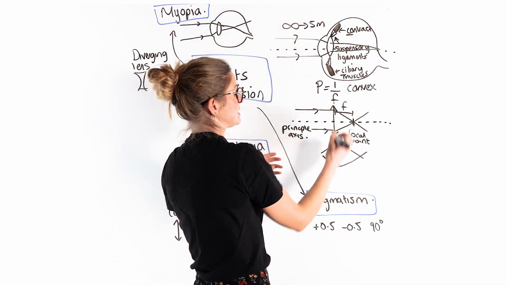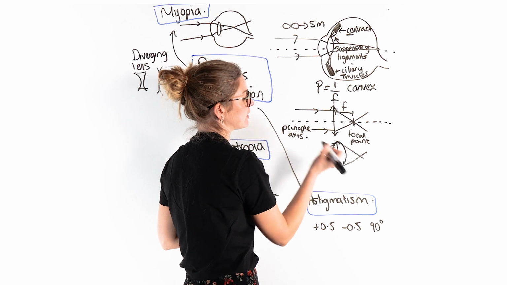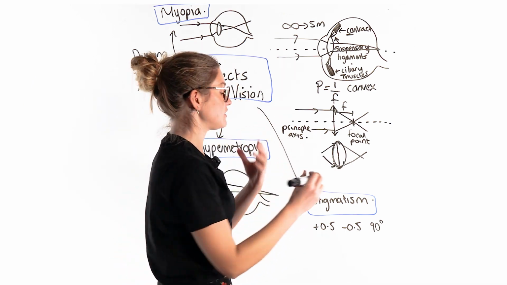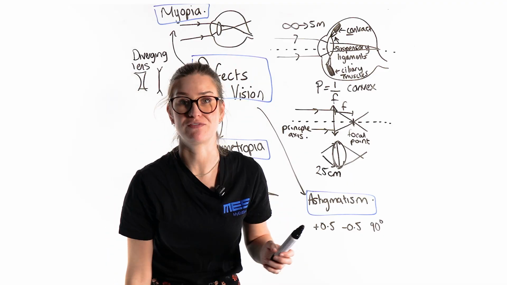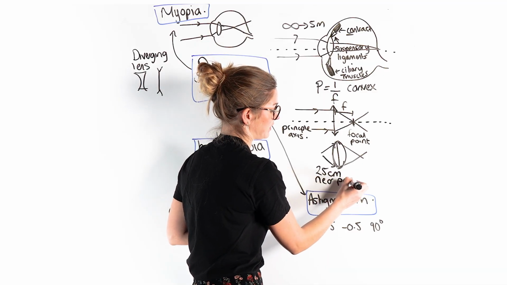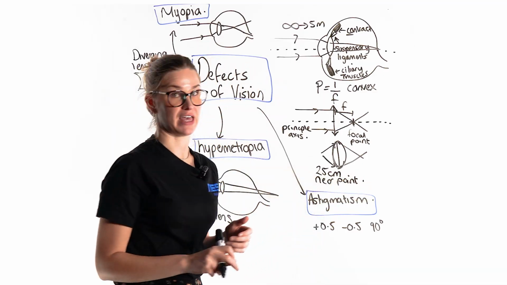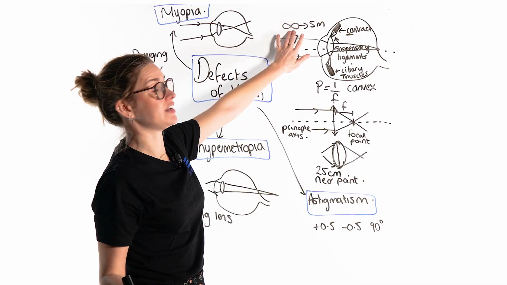It's going to make the lens a lot fatter, so a more powerful lens, and that's why I can see things much closer. I can focus on things up to about 25 centimeters away from my eye. That is called the near point of a healthy eye. That's the closest you can see with a healthy eye. And for a healthy eye, the far point, the furthest you can see, is infinity, so super far away.